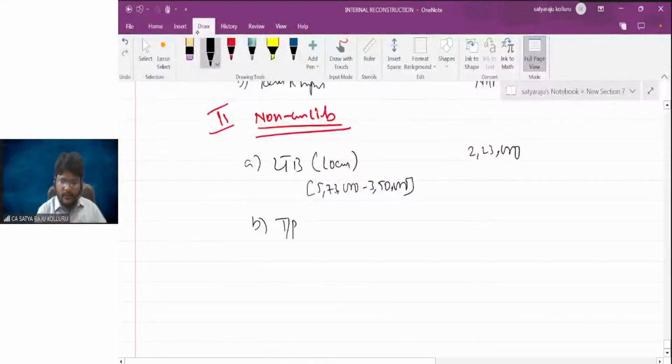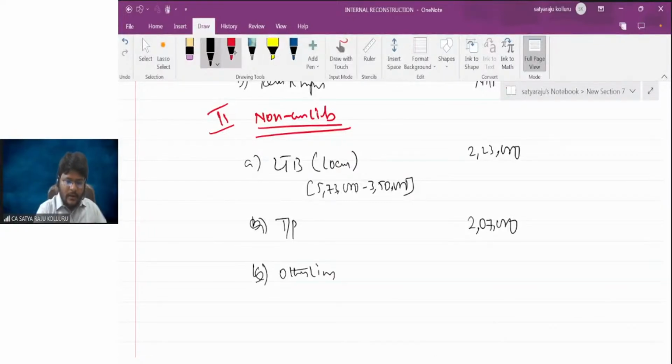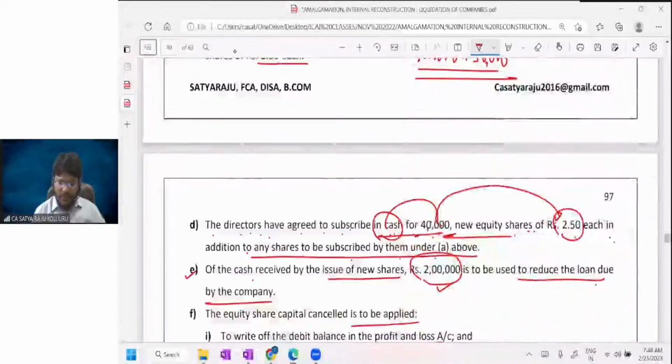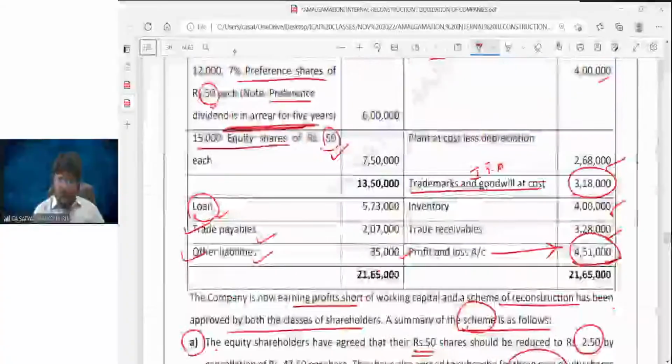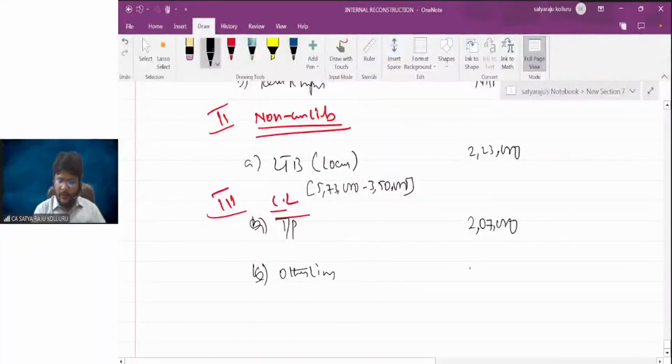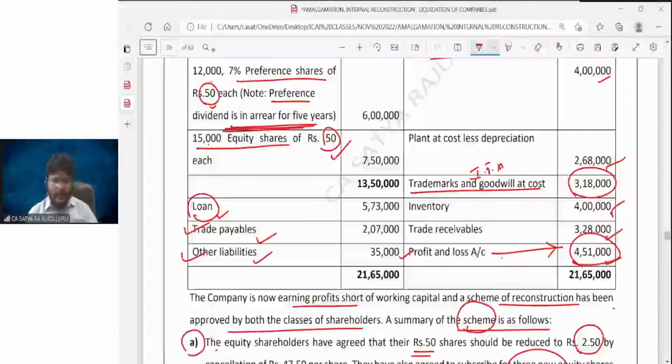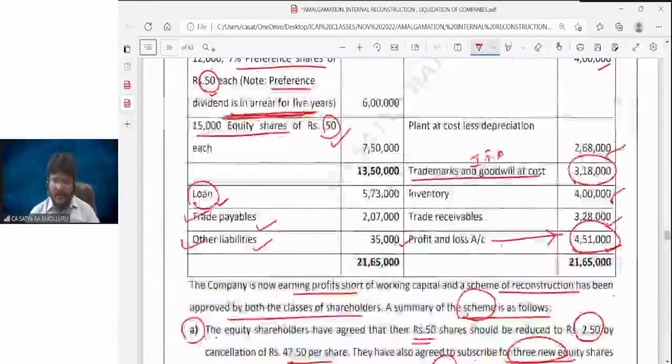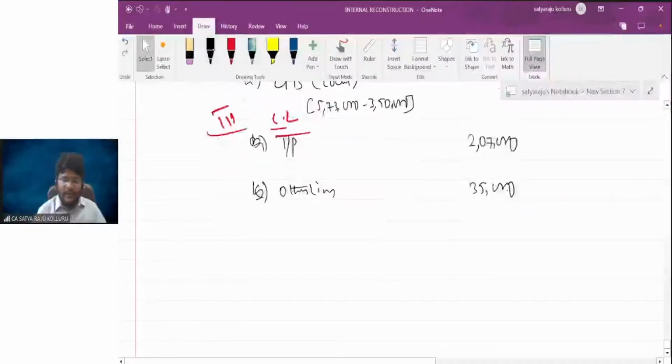Trade payables 2,07,000. Okay, fine. Next, come for other liabilities. Sir, anywhere we touched the other liabilities? These actually come under current liabilities. Okay. So other liabilities, I think no way we touched the other liabilities as well. You can put it in the same figure, 35,000. Fine. Other liabilities is 35,000. Apart from this, any other liabilities are there, guys? Nothing. Don't make it total. First go for the assets. So come to the assets portion.